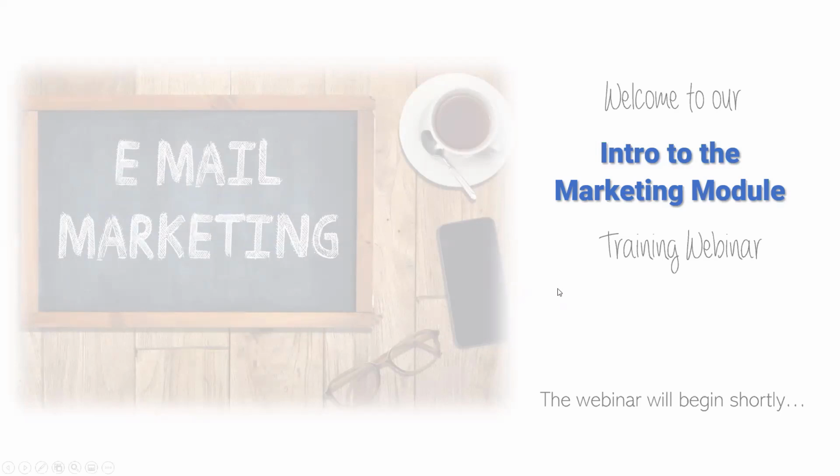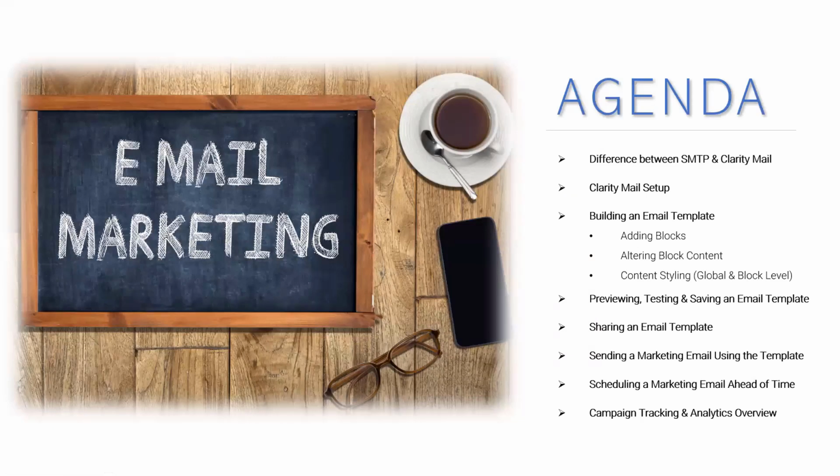The topics we'll be covering this week are, first of all, a quick explanation of the difference between SMTP and Clarity Mail. In your ClaritySoft, you are able to send emails out through your Outlook or your Gmail by setting up email settings in the settings section. That would be your SMTP. These are usually limited in the number of emails that you can send out at one time. So they can possibly not be useful when you want to send out a large batch of emails to your customers or prospects.